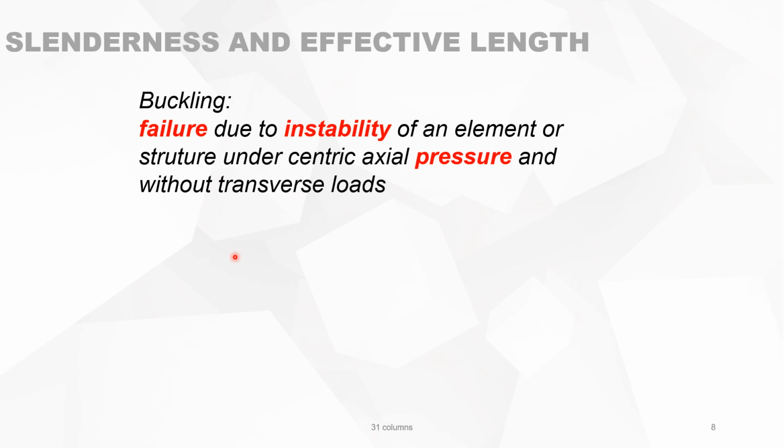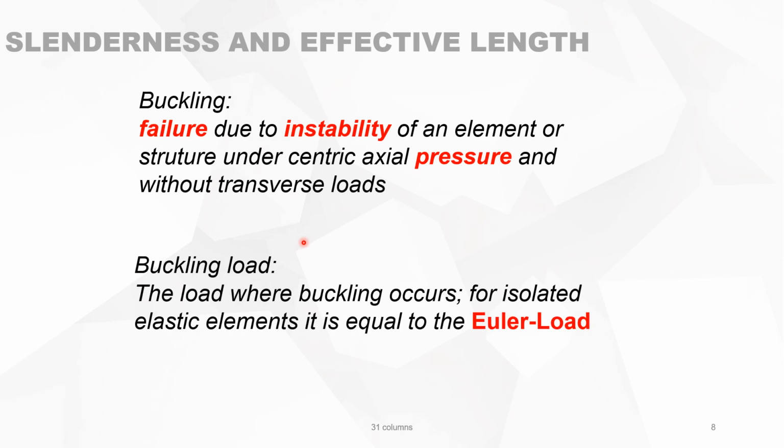Buckling is failure due to instability of an element or structure under centric axial pressure and without any transverse loads. So it's just an element with a centric axial pressure, and this element fails, and that we call buckling. Buckling load is the load where buckling occurs. For isolated elastic elements, it is equal to the Euler load.